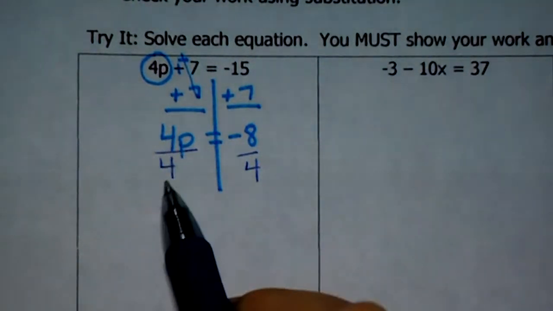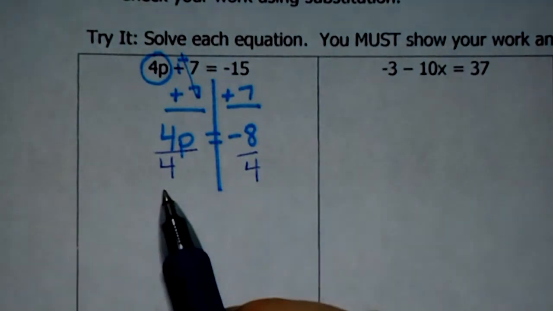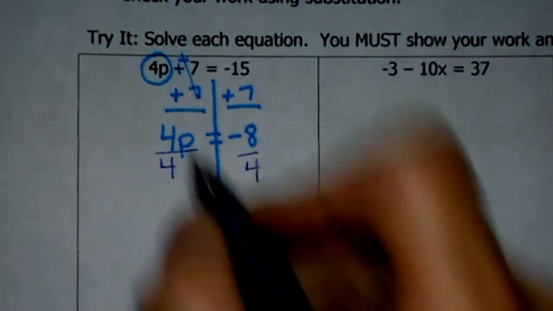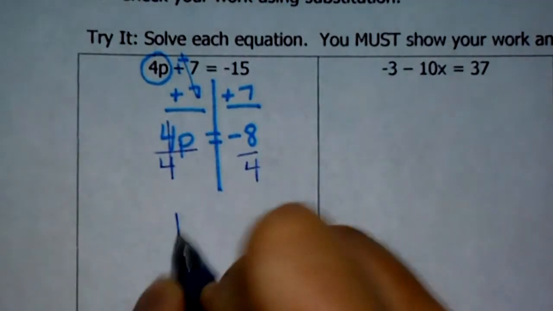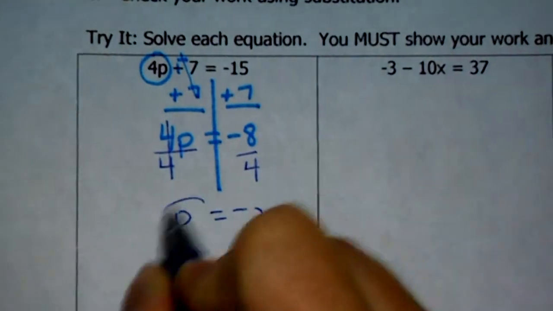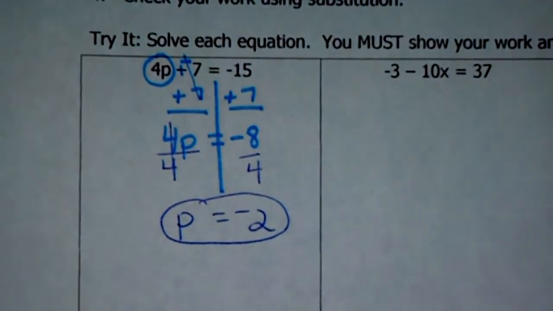Because if you divided 4 by negative 4, wouldn't you get negative 1p? We don't want negative p, we want positive 1p. So 4 divided by 4 is 1, p is left, and negative 8 divided by 4 is negative 2. Now p is by itself, we know that we're done.